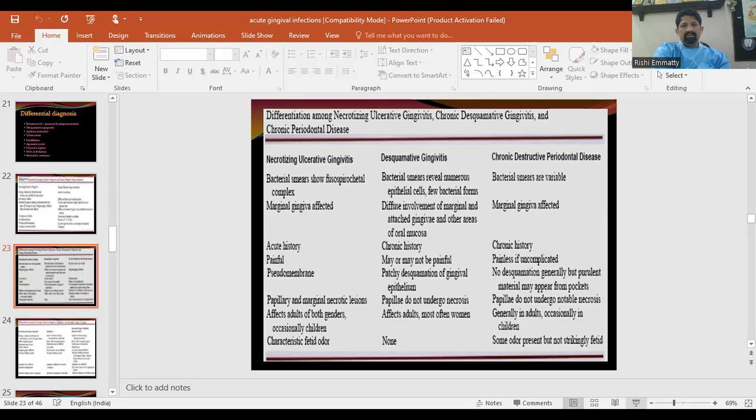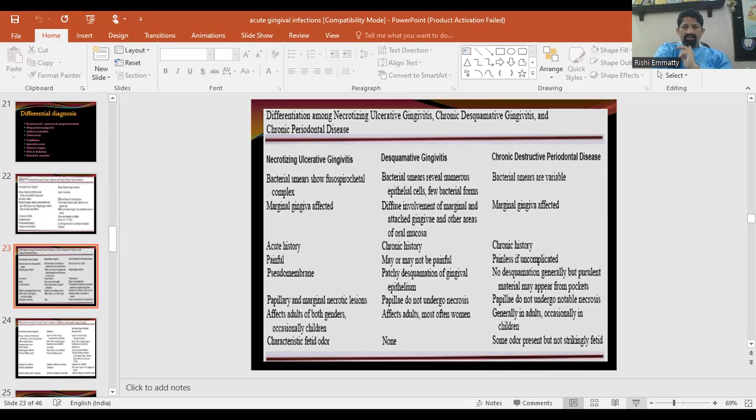Differentiation between NUG, desquamative gingivitis, and chronic periodontal disease. You can note that bacterial smears of NUG show the fusospirochetal complex, while in desquamative gingivitis there are numerous epithelial cells and few bacterial forms. And in chronic periodontitis, bacterial smears are variable because of the difference in bacterial content. Usually the marginal gingiva is affected in NUG. In desquamative gingivitis there is diffuse involvement of the marginal and attached gingiva and other areas of the oral mucosa. And in chronic periodontal disease, the marginal gingiva is affected.